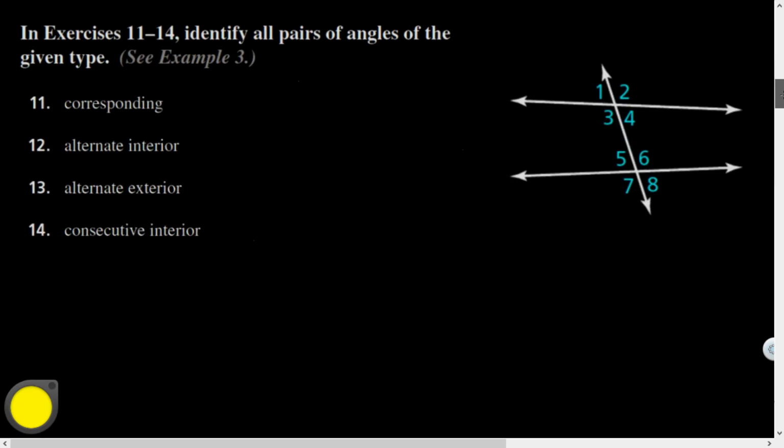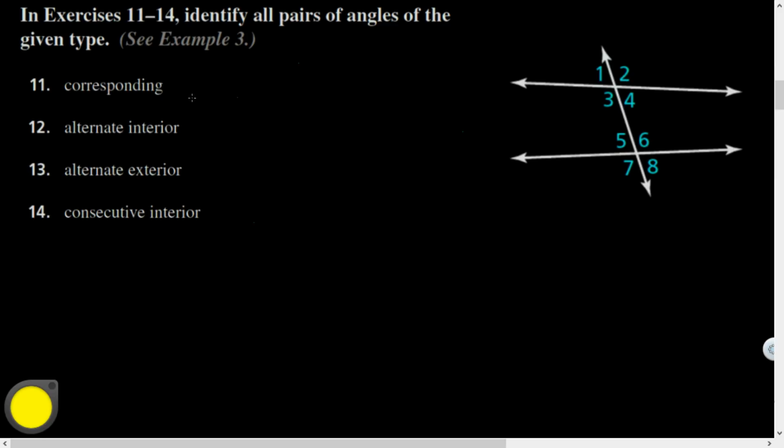We're not going to identify all pairs, just some. Corresponding angles would be like 1 and 5. So angle 1 and angle 5. Also be cautious, don't use the plus sign here, because plus is for numbers. We are talking about angles, so you could say 1 and 5 or 1 comma 5. Alternate interior angles: alternate means they would be on alternating sides of the transversal, and they would be on the interior of the parallel lines. So like 3 and 6 or 4 and 5.